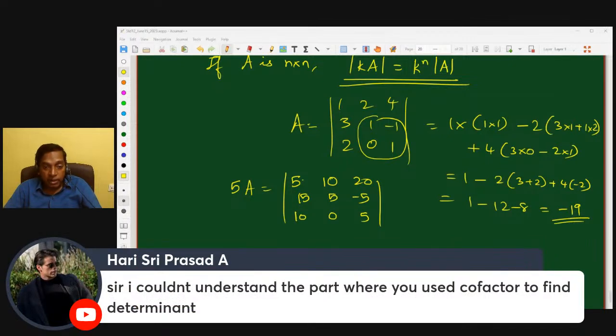Hariprasad said, I don't understand the part where you use cofactor to find determinant. Because that's how determinant is defined, Hariprasad. Multiply each element by its cofactor: A11 times C11, A12 times C12, A13 times C13. If you take all three entries of a row and multiply each entry with its cofactor, you get the determinant. That's how you define determinant for 3 by 3 or 4 by 4 or 5 by 5. Remember, earlier I defined determinant for 2 by 2. That was very trivial, AD minus BC, that's all. But the same idea applies there also. Write the cofactor matrix: A times D and B times minus C.